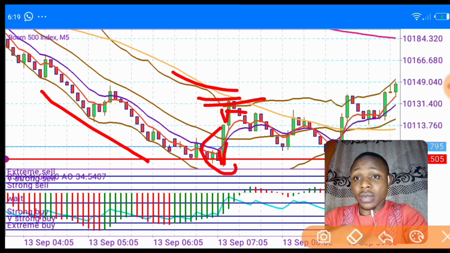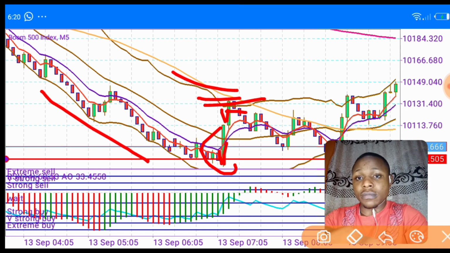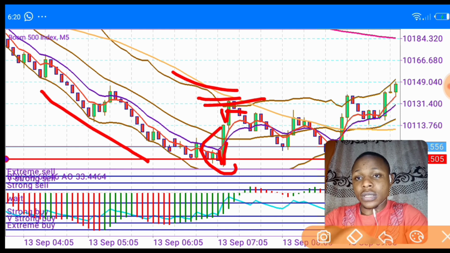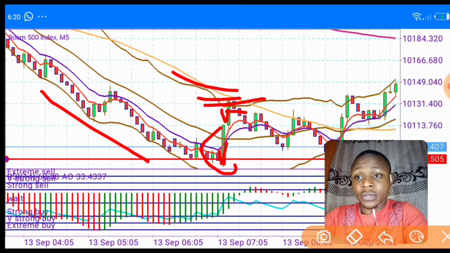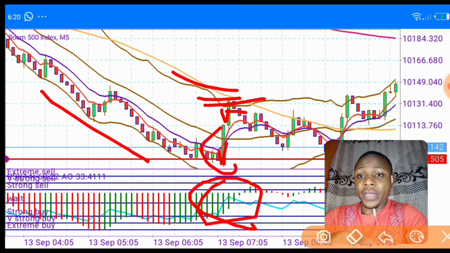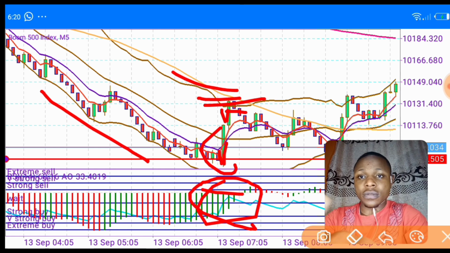Make sure the red candle has closed and the second one is forming before you enter in this kind of strategy. So the first one has closed and the second one is showing. That's number 4 confirmation. The number 5 is our indicator, though it is still on the wait area, not touching the strong sell, so let's not consider the indicator.